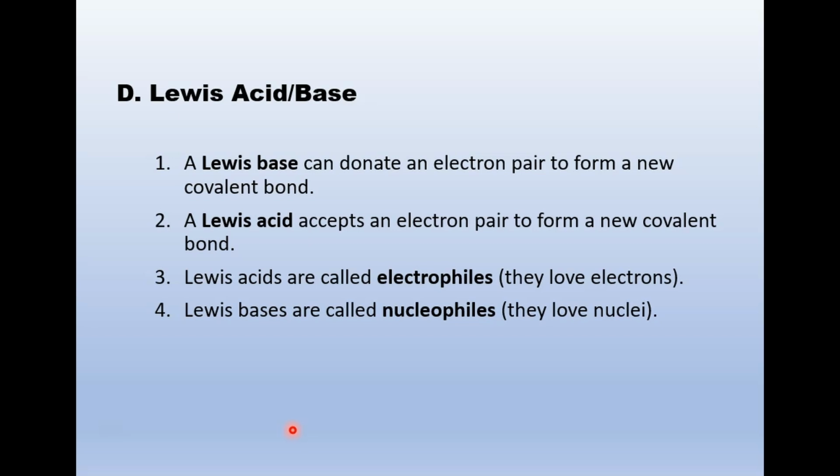But here we can form a bunch of different new covalent bonds. A Lewis acid, they're called electrophiles. They want a lone pair of electrons. We say they love electrons. Lewis bases are called nucleophiles. They're looking for the nuclei of an atom.